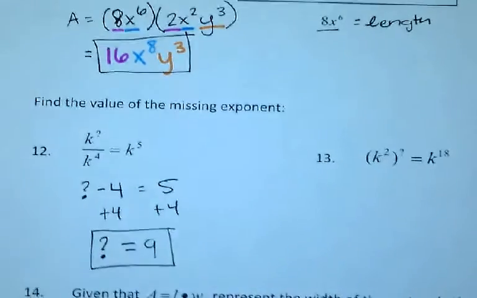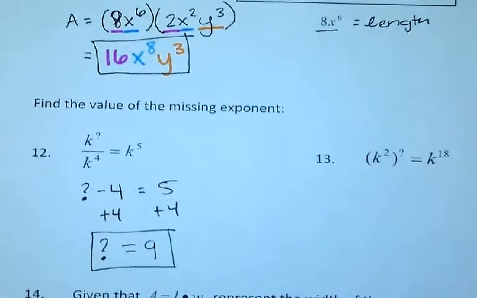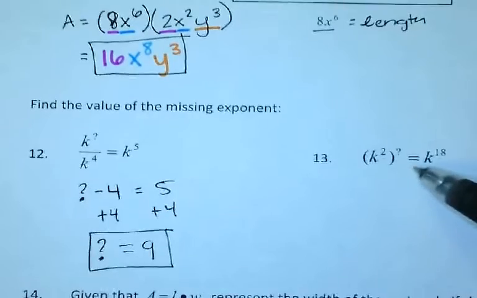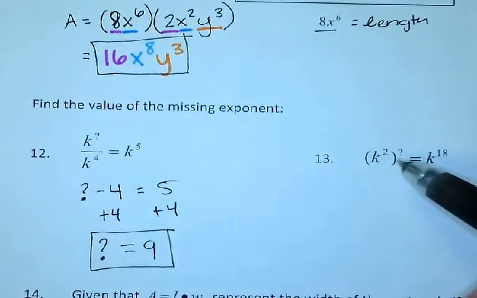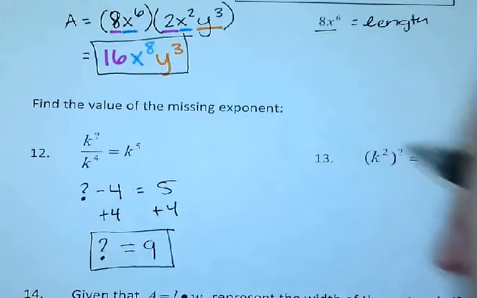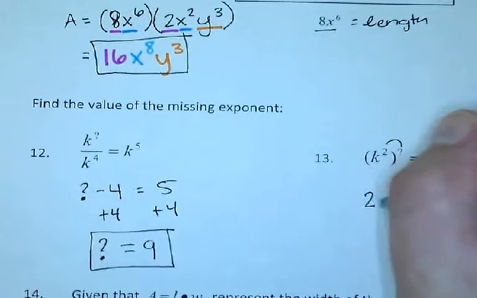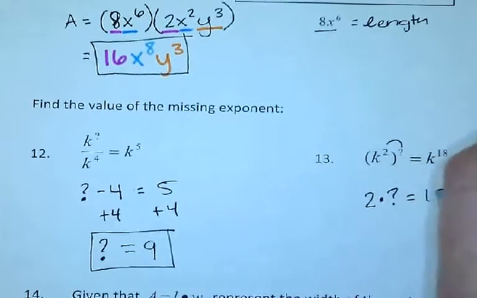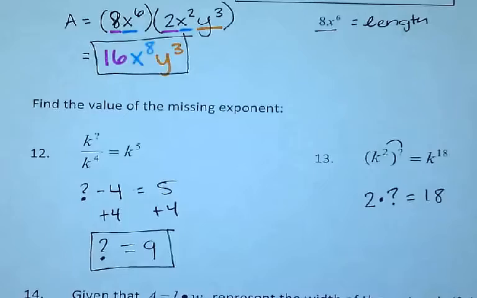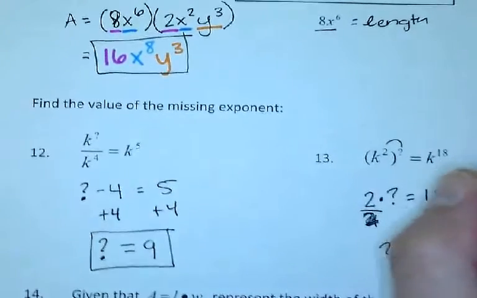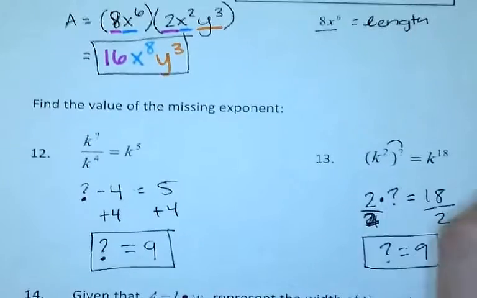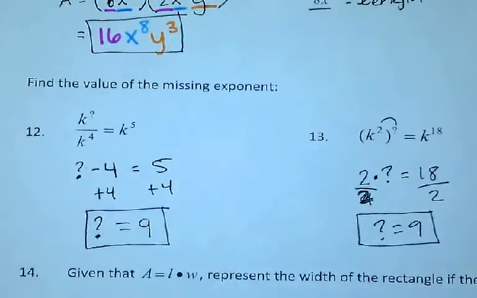All right, let's look over here at number 13. So when we raise a power to a power, Stina, what are we doing to our exponents? Are we adding, subtracting, or multiplying? Multiplying. So this becomes 2 times our question mark is equal to 18. So what is my question mark equal to? 9. Yeah, sorry. So my question mark is equal to 9. Y'all feel good? All right.